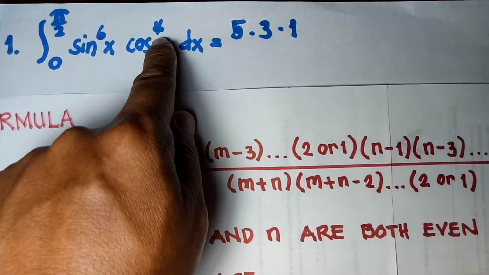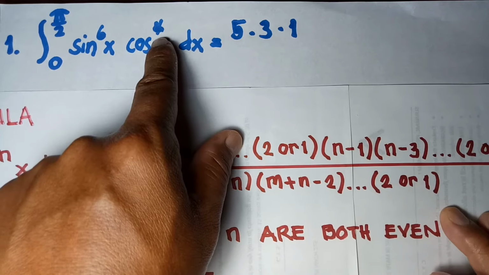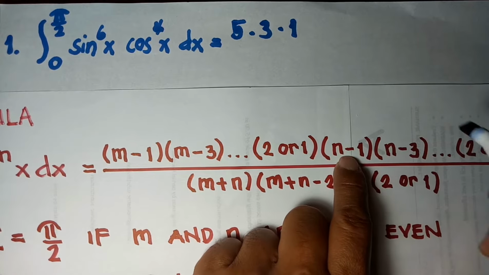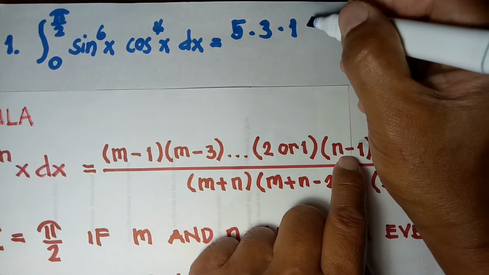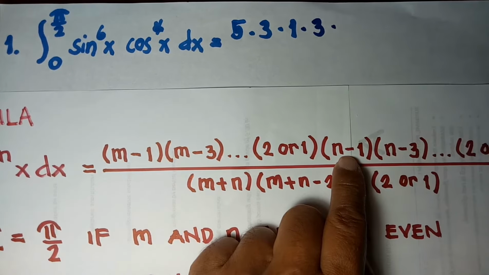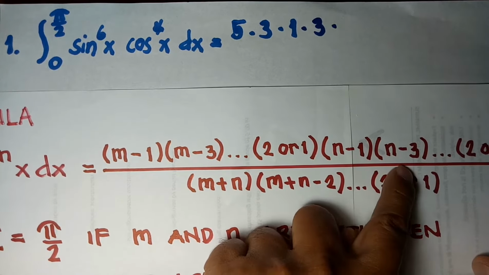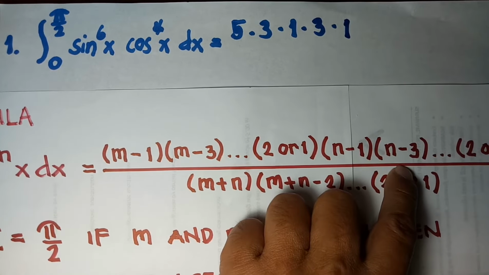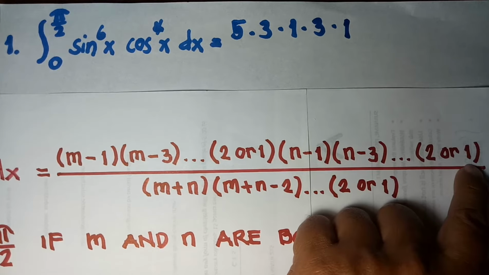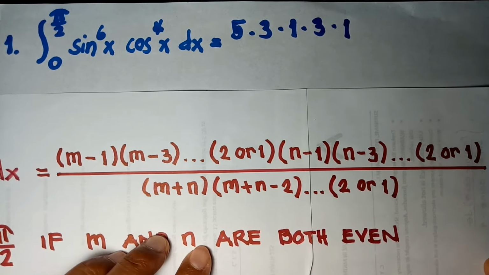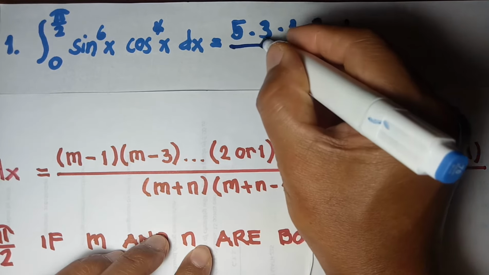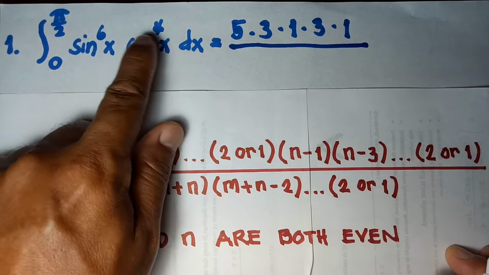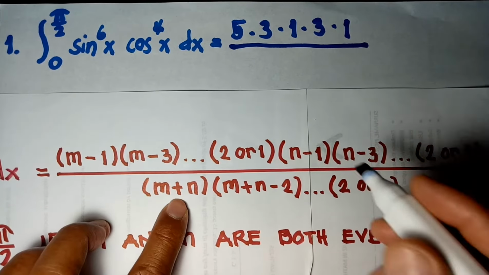So, ito yung ating n. So, magkakaroon tayo ng n minus 1. So, 4 minus 1 ay 3. So, times 3. Ang kasunod ay 4 minus 3. At ang 4 minus 3 ay 1. So, dahil narating na natin yung difference na 1, ay hanggang doon na lang tayo. So, divided by m plus n. 6 plus 4. At ang 6 plus 4 ay 10.